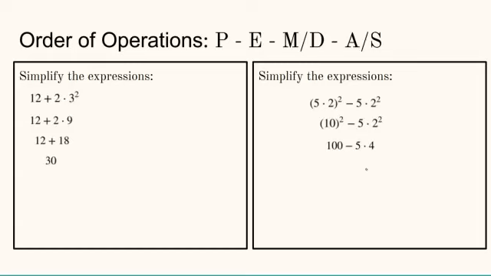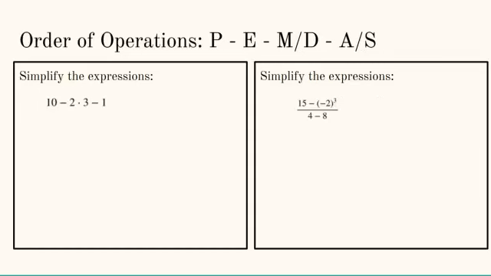Next, I need to do my multiplication, because I see that it's next. So I'll do the 5 times 4, that's a 20. And lastly, I'll do my addition and subtraction in order from left to right. It gives me 80. All right, so there's 2 of them down.